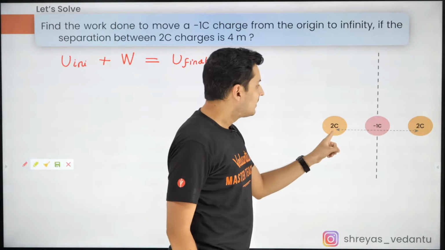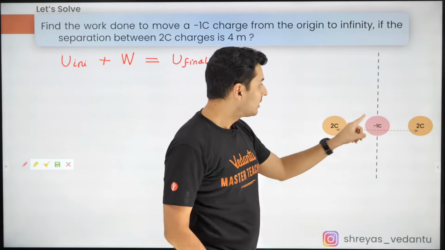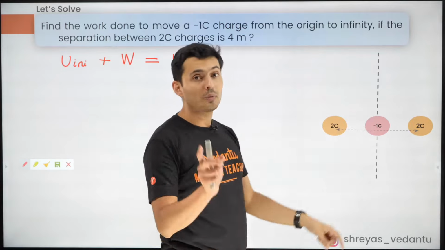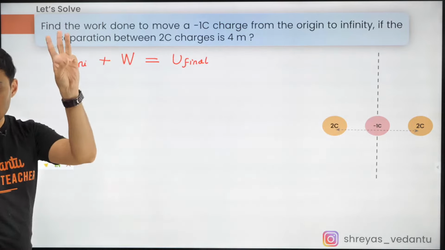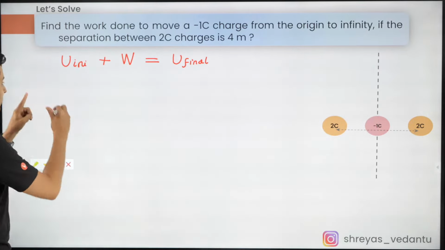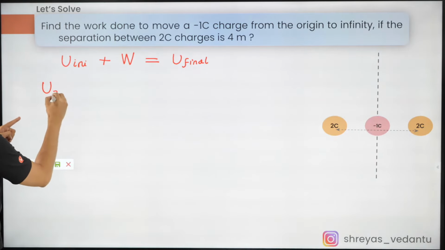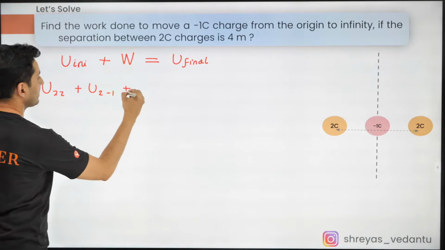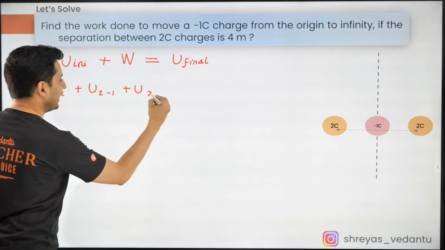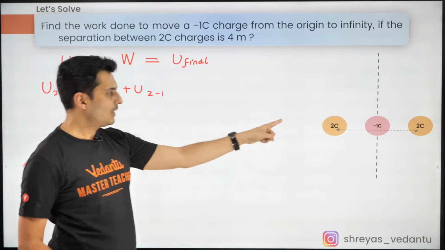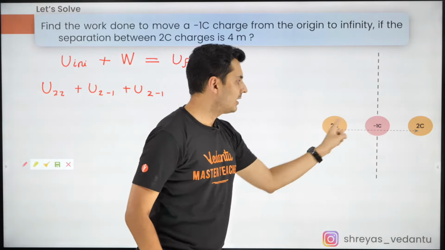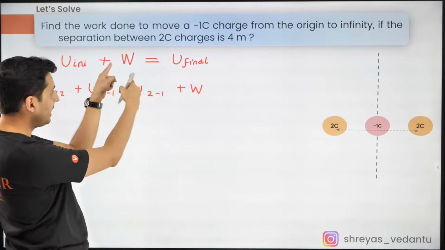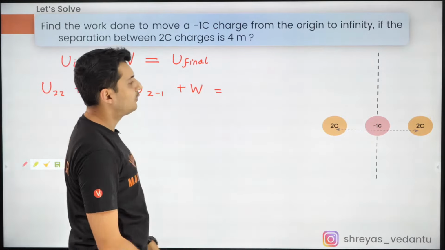Well, this +2 and -1 will have energy. This -1 and +2 will also have energy, and this +2 and that +2 will also have energy. So 3 things will have potential energy: potential energy between 2 and -1, plus potential energy between the other 2 and -1, plus potential energy between 2 and 2. I hope you guys get it. Plus the work done will be equal to the final energy.